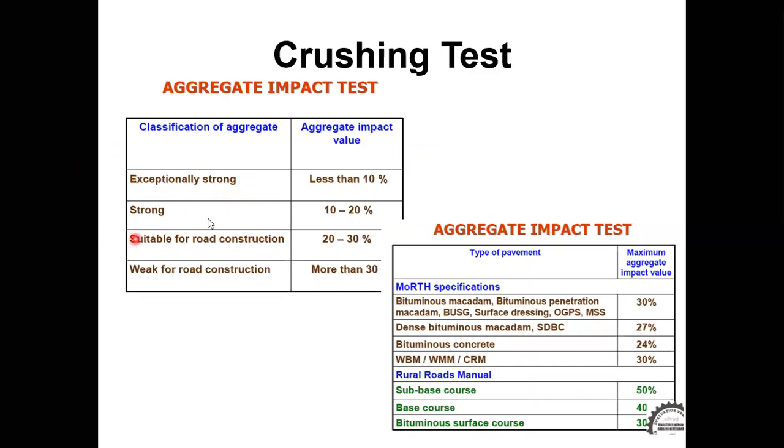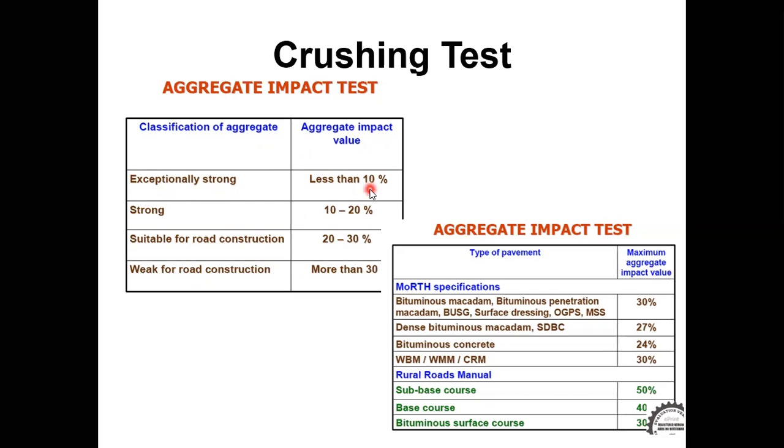So the formula is W1 minus W2 divided by W2, into 100, which gives the impact value. Like this, you'll get some percentage. Multiply by 100 gives the percentage. The impact test values could be 12%, 15%, 20%, 30%, 40%, 50%, 60%. We don't know. So once you get those values, IRC has given some recommendations.